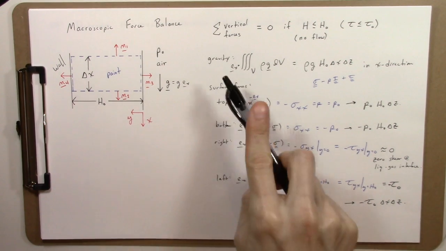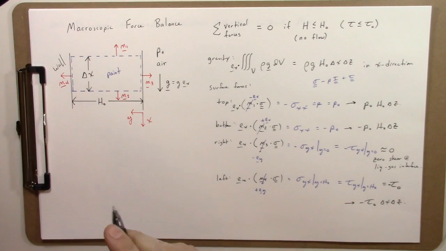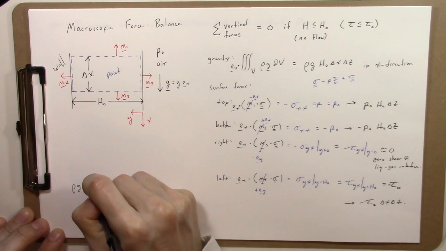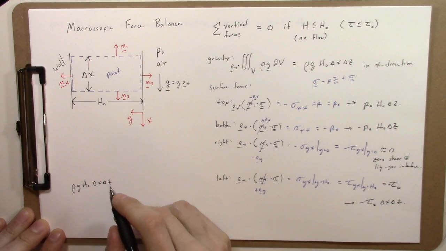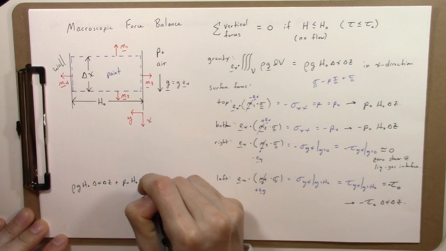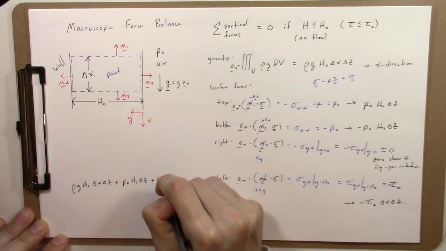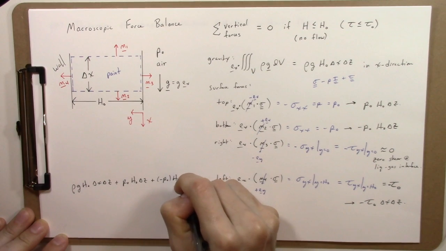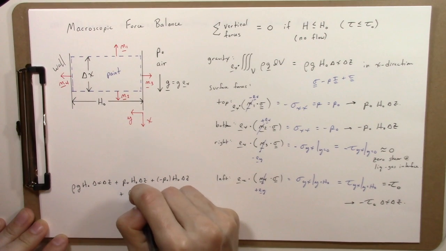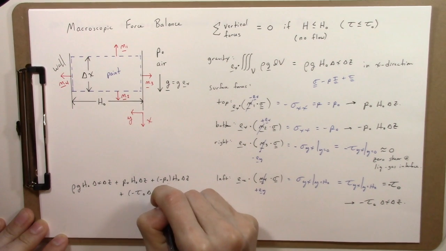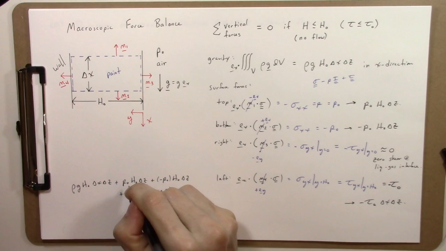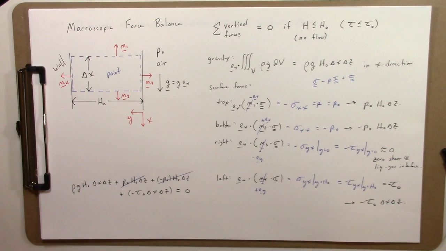So now we can say the sum of the forces must be equal to 0. So we get rho g h naught delta x delta z, plus the force on the top, p naught h naught delta z, plus the force on the bottom, which is minus p naught h naught delta z. Then we add the force on the left hand side, minus tau naught delta x delta z. The sum of the forces is equal to 0. The pressure forces on the top and bottom cancel because they're equal and opposite in sign.